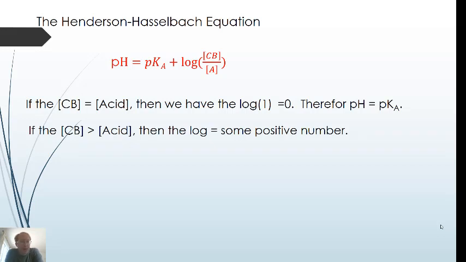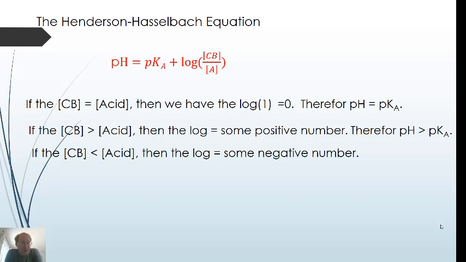If my base concentration is larger than my acid concentration, then that ratio works out to be some positive value. Right? The ratio is some value greater than 1, and the log of that is some positive number. That means that pH is equal to pKa plus some number. pH is going to be greater than my pKa value. And if I flip it, if my acid concentration is bigger, then that ratio is going to be a value less than 1. The log of a decimal value is a negative number. So my Henderson equation will be pH equals pKa minus some number. Therefore, my pH will be less than pKa.